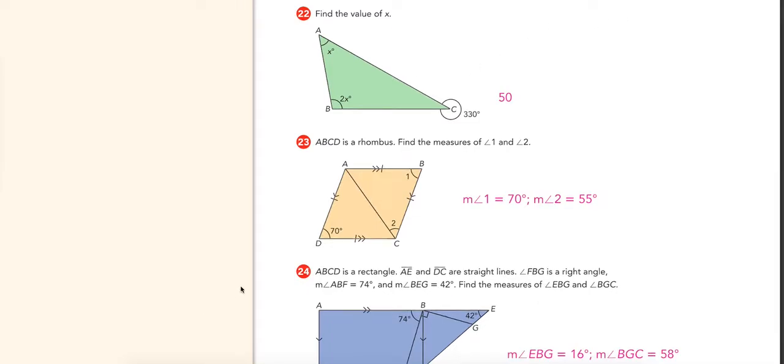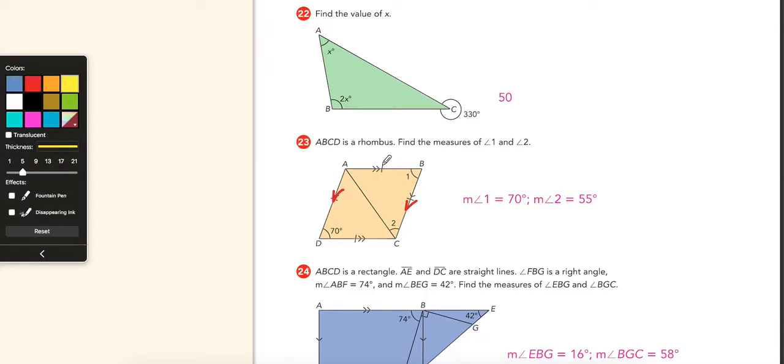So for number 23, these lines are all parallel. Like this side here is parallel with this side, and of course this side is parallel with that side, right? So if this is 70, and keep in mind this is a rhombus, so it's a quadrilateral, that means all 4 of these angles, this big angle, this angle, this angle, and that angle, all equal 360.